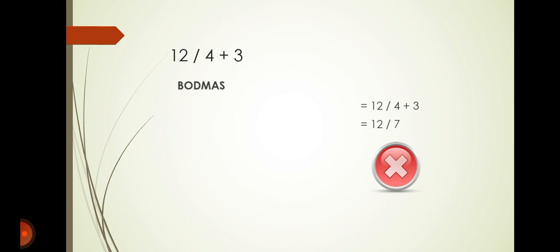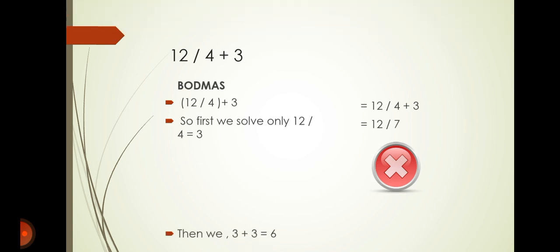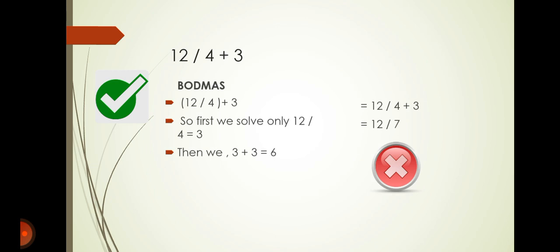BODMAS, and according to it, we will look back to the sum again, wherein we have only two operations, that is addition and division. And as per BODMAS, the sequence of division will come before the addition. So, we will first solve 12 divided by 4, which will give us the answer as 3. And then this 3 we will add to the second part of the sum, which is plus 3. So we get 3 plus 3 is 6. So this is the correct way of solving this particular expression.